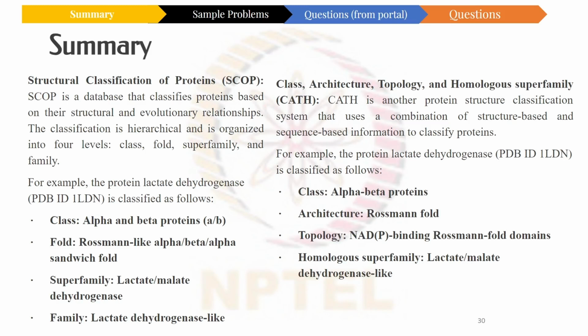So both SCOP and CATH provide the organization of protein structures based on their evolutionary and structural relationship. SCOP uses a combination of sequence and structural similarity, and the CATH uses a combination of structure based and sequence based information. So both systems are widely used, and these are databases that are regularly updated and have advanced information on these classifications of protein structures.